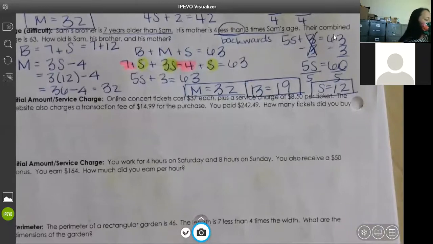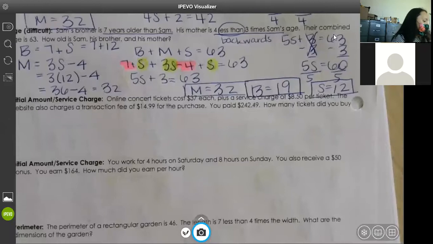Online concert ticket costs $37 each. So if you go to a concert, you're going to pay $37. Okay, think about it like that. Plus, you're going to pay a service charge of $8.50 per ticket. So kind of like taxes. Got it? All right. So you go to the concert, you're going to pay the ticket and the taxes. Okay. The website also charges a transaction fee. So once you buy your tickets, they put the little fee on the end for processing. Okay? If you don't know that, they do. It's terrible. So they're going to process it for $14.99. You paid $242.49. How many tickets did you buy?